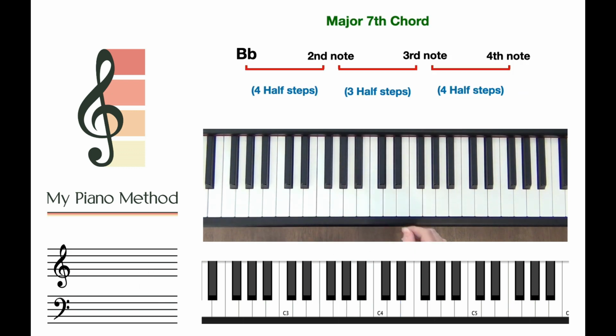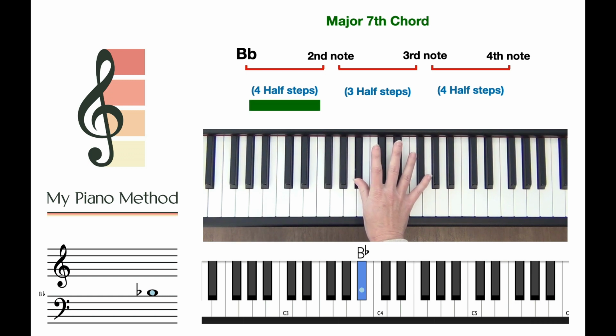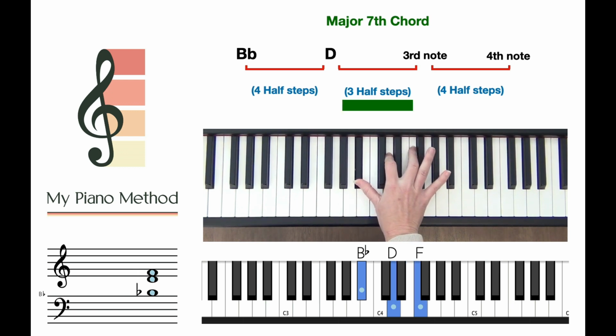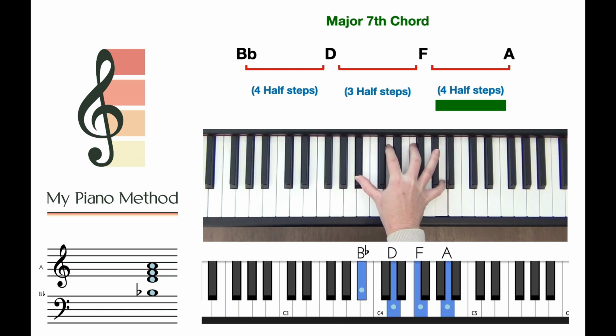So let's try that one more time from a black note. Let's try it from this B flat. So we build our major 7th first, so it's 4, 3, 4. 1, 2, 3, 4, followed by 1, 2, 3, followed by 1, 2, 3, 4. Here is our B flat major 7th chord.